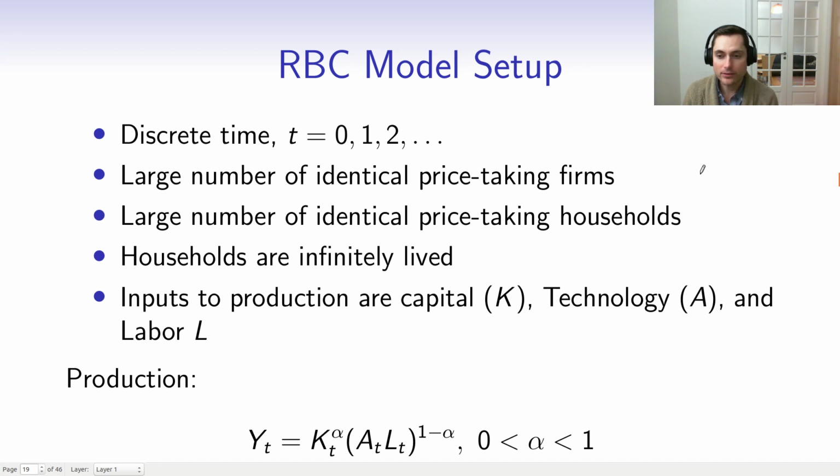We're going to have a large number of firms that are going to take prices as given. In particular, firms are going to take wages and the rental rate on capital as given. Firms, again, are going to be static, so their problem is just maximizing profit this period. Since there's a large number, there's going to be free entry. They're not going to make any profits in equilibrium, so they're not the super interesting part of the economy. The interesting part is the households.